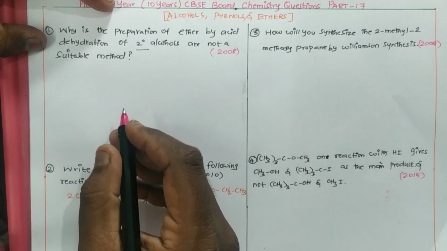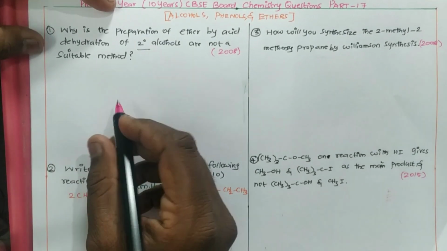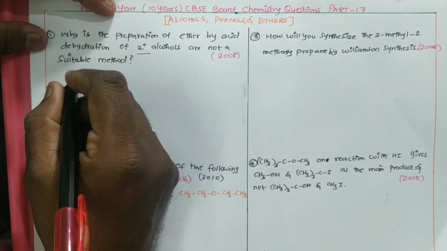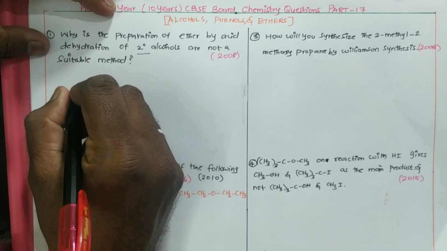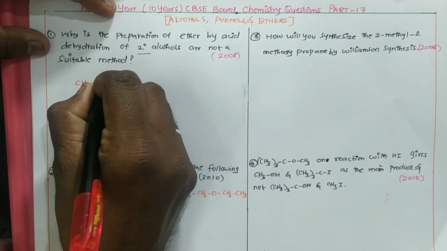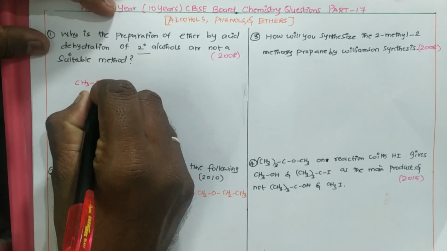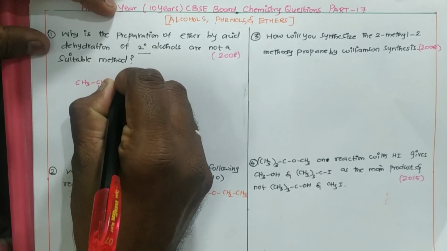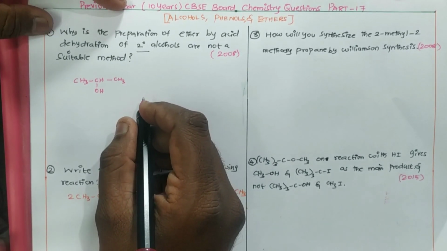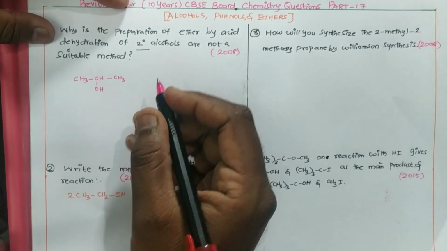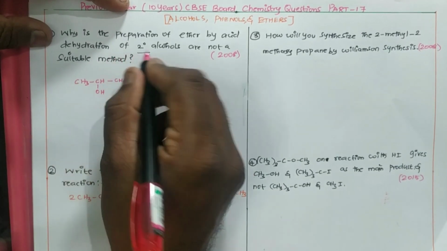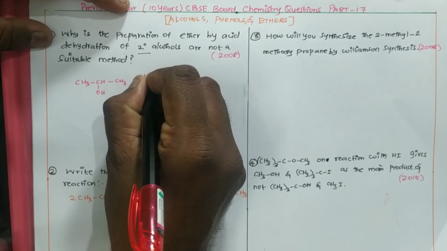So here, why is it not suitable for 2 degree alcohol? Alcohol is not possible as a way of preparing ethers. So here I will take an example of a 2 degree alcohol. This is CH3CHOH, and one more thing, this is a CH3. So this is my 2 degree alcohol. In the presence of acid for dehydration.